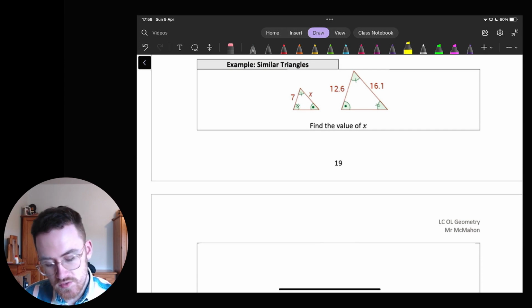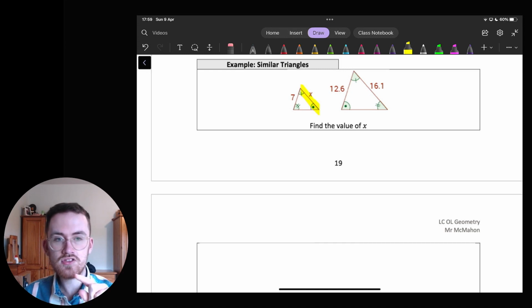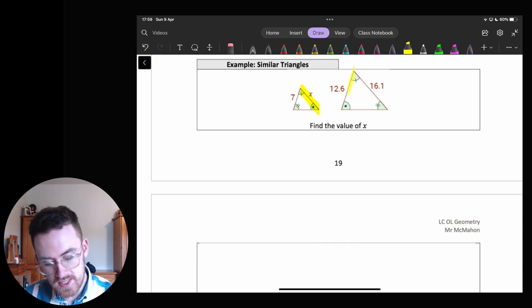Looking at this first side, the side where x is, we can see that that side is between this first angle, which has the line through it, and the angle that has the dot. And matching that up on the other triangle, it's actually this side here. So we have to be careful that we don't accidentally line them up with the wrong side.